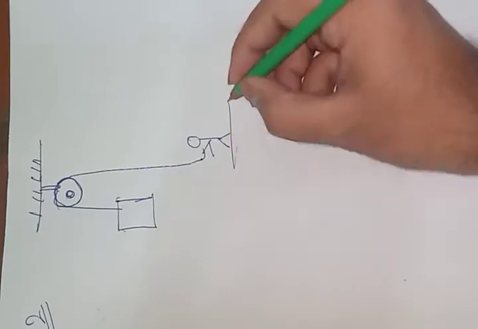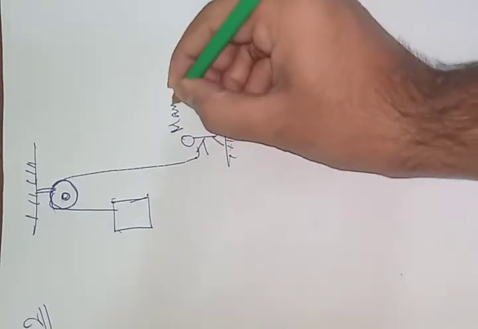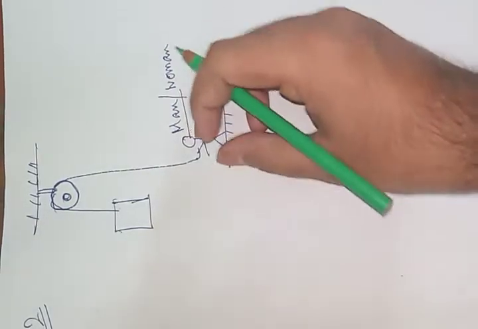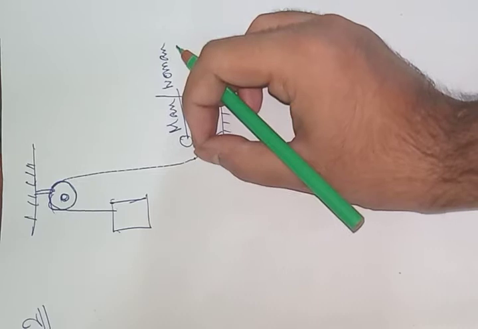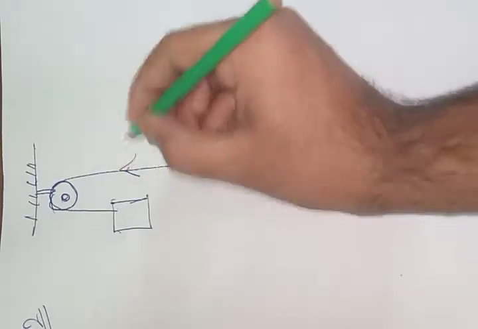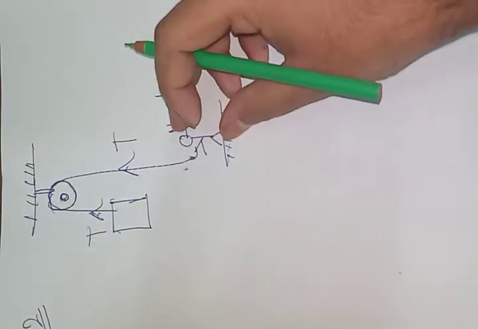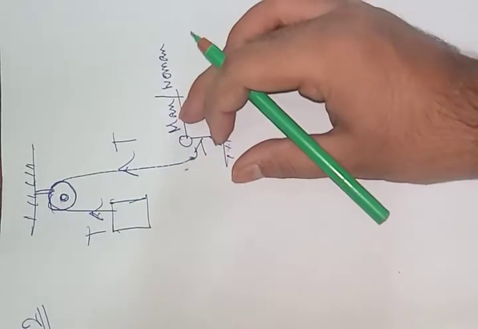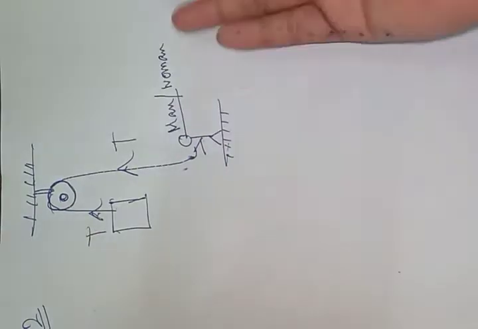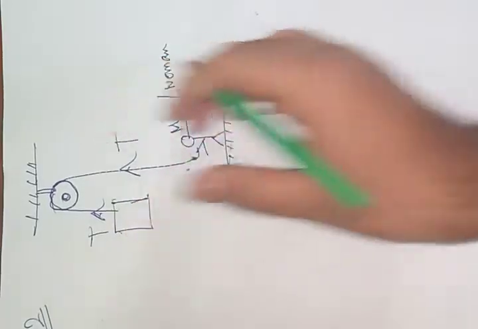Sorry, I'm drawing this. I know this drawing is not good, but this is a man, or you can also take a woman. So man or woman, there's a person here holding this string and pulling it. So the tension force here is also T, because whether there is a man, a car, or any kind of object, the tension force always remains the same, T, because if the string is the same, the tension will be the same.